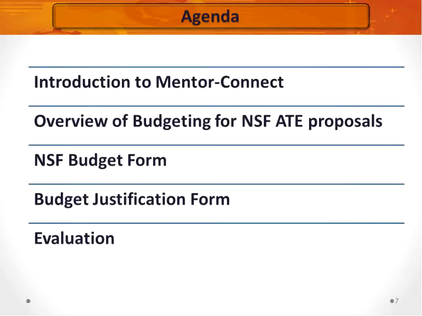We will begin today's webinar with an introduction to the Mentor Connect project, followed by an overview of an important activity in grant proposal development we call budgeting. Next, we will walk you through the actual NSF budget form you will be required to complete. We will cover all components of this form section by section. We will also discuss the required budget justification that must accompany the budget form. You will be given several opportunities throughout the webinar to ask questions. We will conclude by asking you to complete a very brief evaluation survey to help us improve our Mentor Connect Technical Assistance webinars.